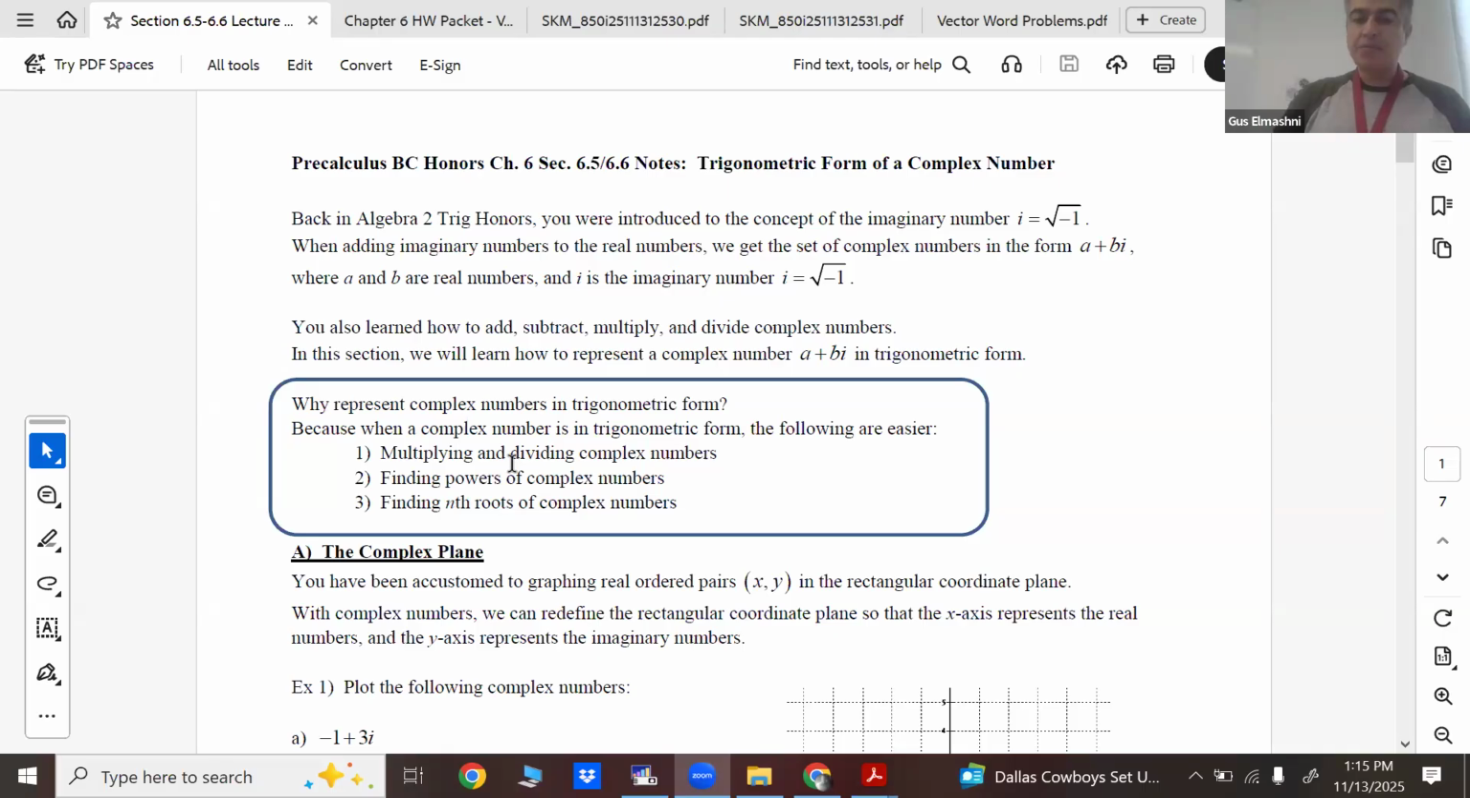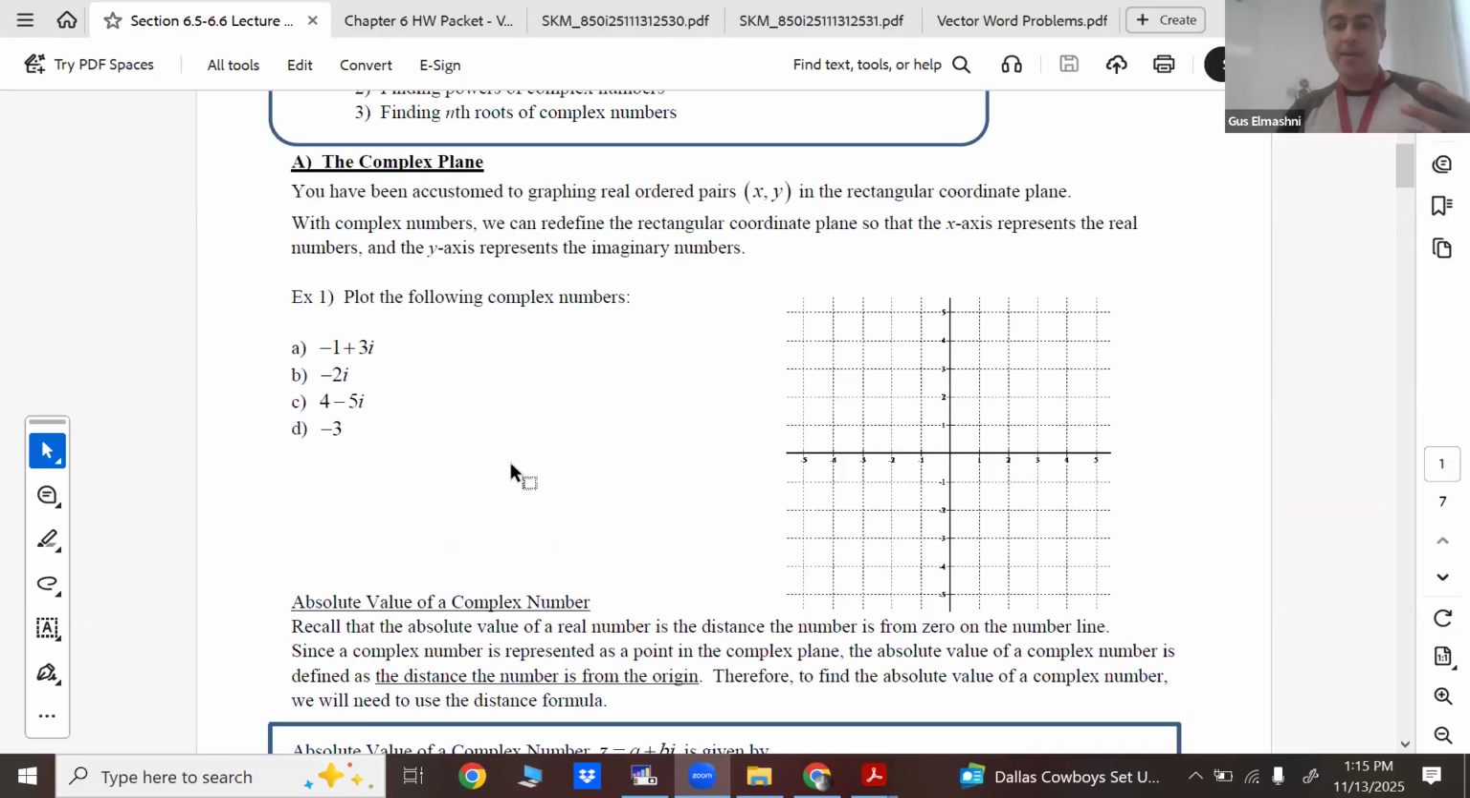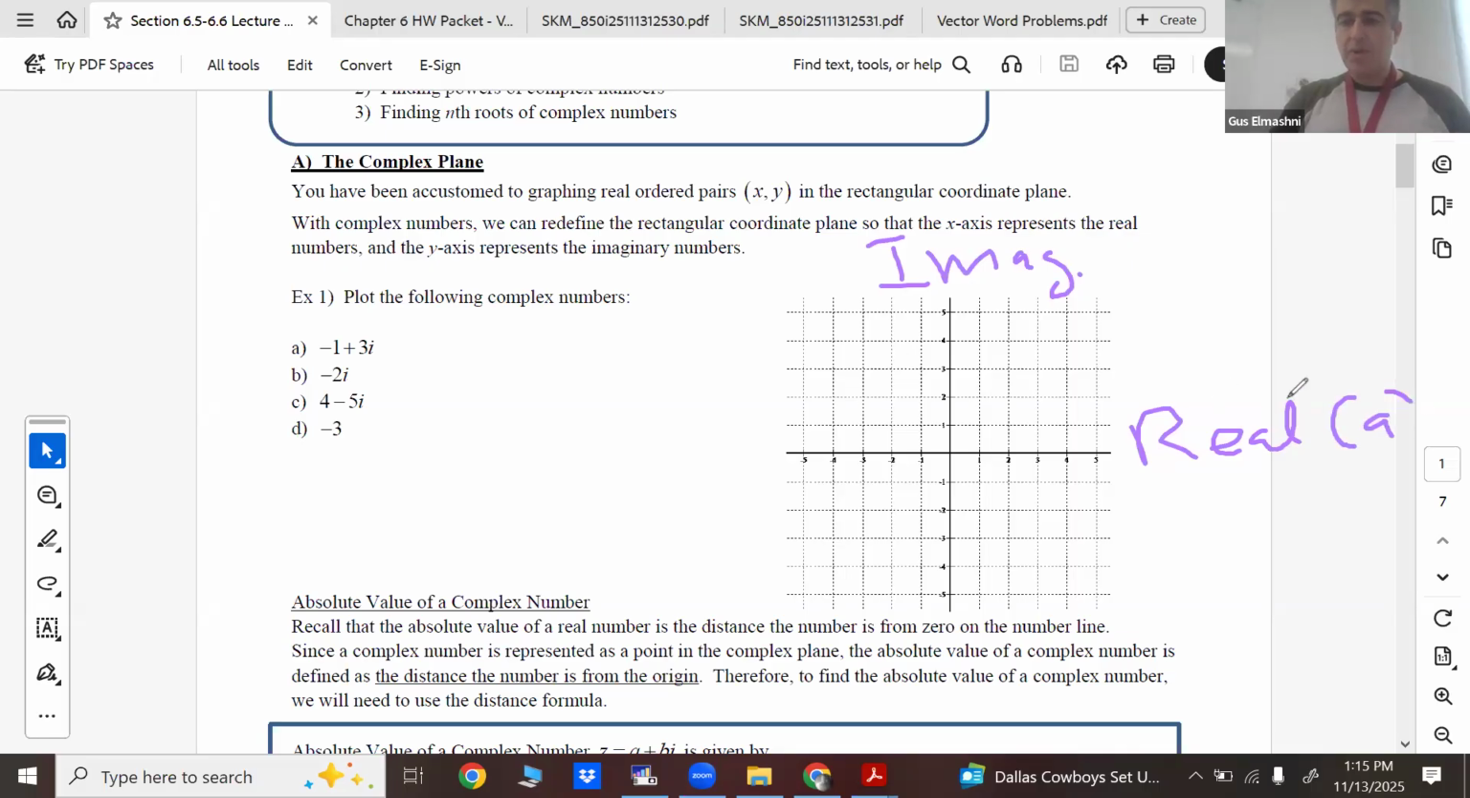Before we do that, let's talk about how we can relate complex numbers to x and y, as I just said. You've been graphing real ordered pairs, x and y, you know that. So what if we want to graph a complex number? I know it's kind of weird. How do you graph a complex number? What you do is you call this the real axis, and you call this the imaginary axis. So real goes with a, imaginary goes with b.